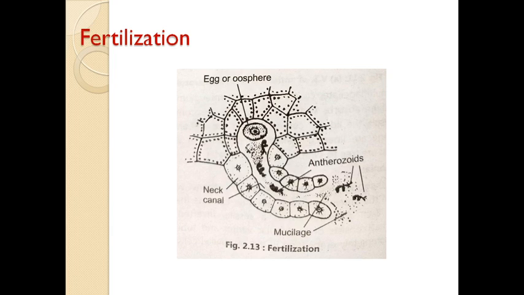The anthrazoids enter the venter through the neck, and see, one of them penetrates the egg. See, through that neck canal, the anthrazoid goes towards the egg or oosphere. Among them, one penetrates the egg and fuses with the egg nucleus to form the diploid nucleus, or zygote. The zygote produces a cell wall around itself and forms the oospore. It is the initiation of the sporophyte. So after fertilization, there is a formation of the zygospore.